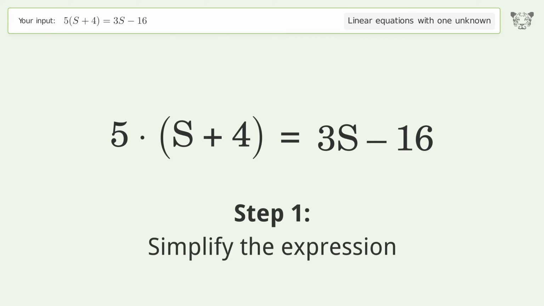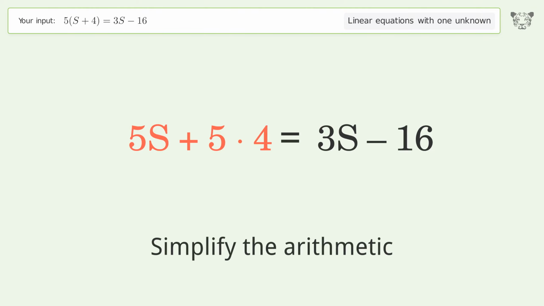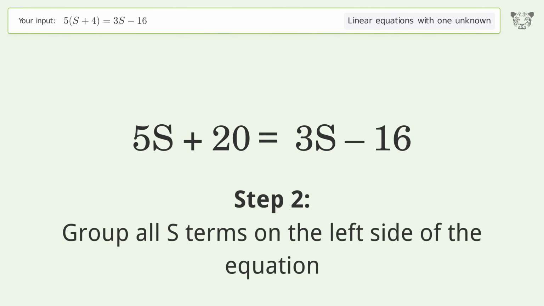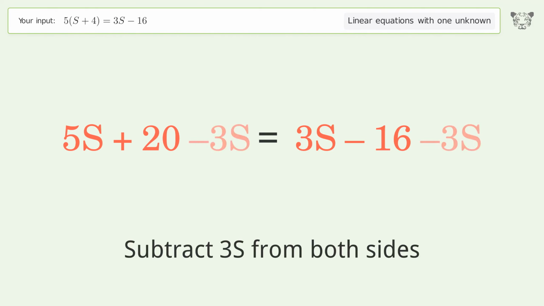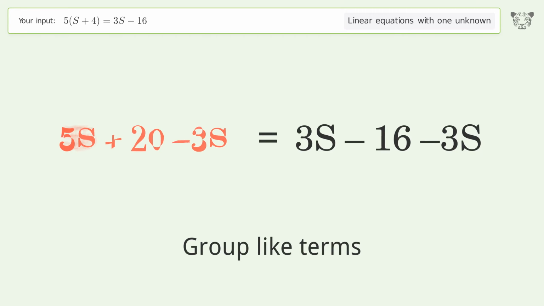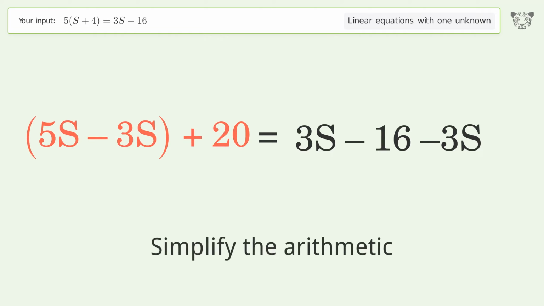Simplify the expression. Expand the parentheses. Simplify the arithmetic. Group all s terms on the left side of the equation. Subtract 3s from both sides. Group like terms. Simplify the arithmetic.